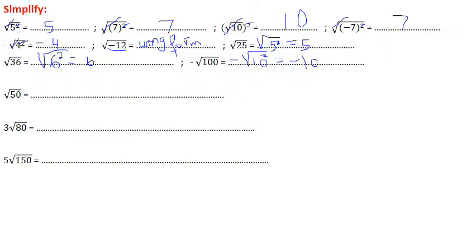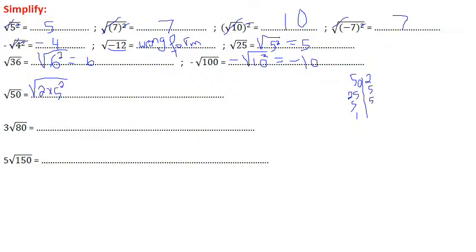Can we write 50 as a perfect square? No. So here we should write the prime factorization of 50. 50 is divided by 2. It gives me 25. 25 is divided by 5. It gives me 5. And 5 is divided by 5. It gives me 1. So 50 is written as prime factors. It is 2 times 5 squared.